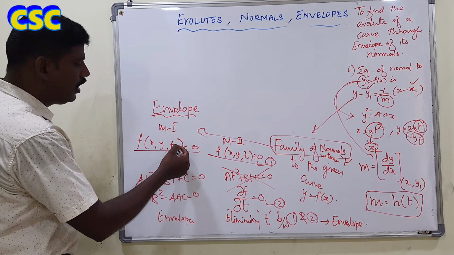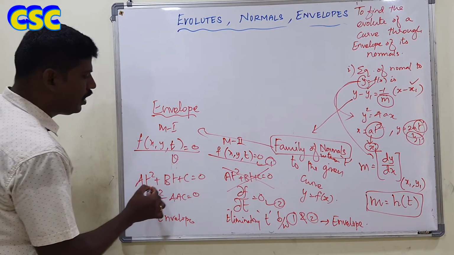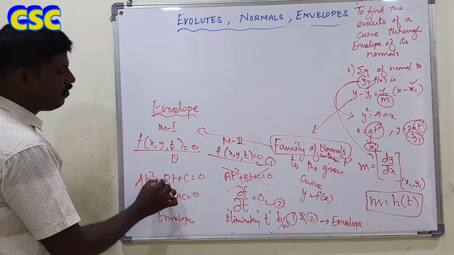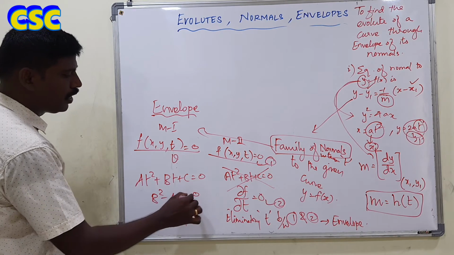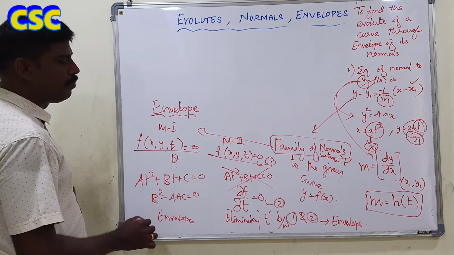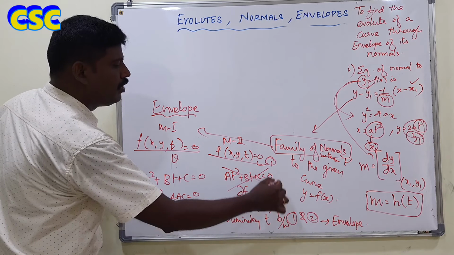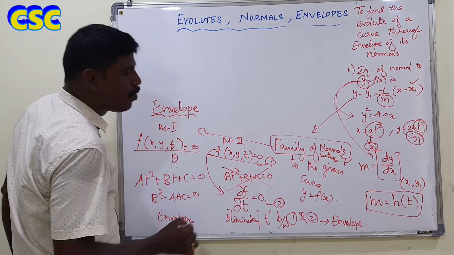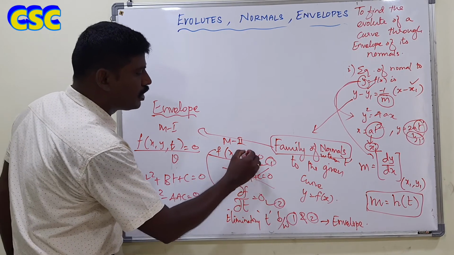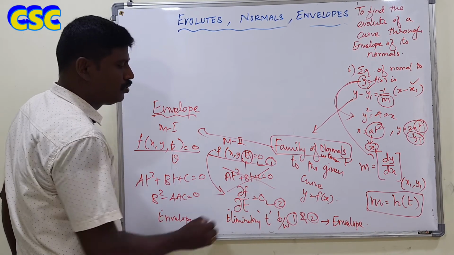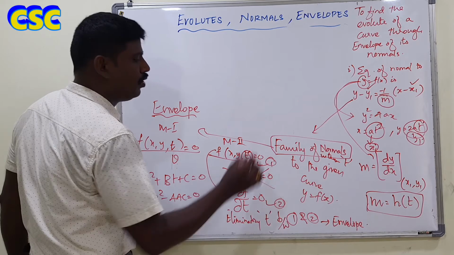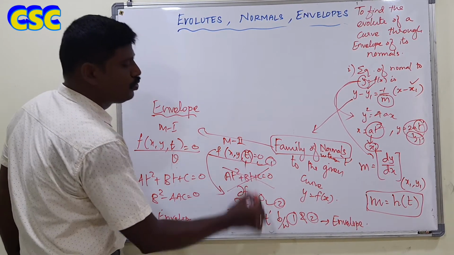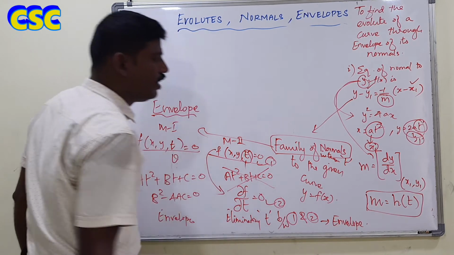Suppose the family of normals can be written as a quadratic equation in terms of t. Then find the values of a, b, c and substitute in b square minus 4ac equal to 0, and you can get the envelope. Otherwise, if it cannot be written as a quadratic equation in t, then go for taking the partial derivative of the given function with respect to the parameter t, so dou f by dou t equal to 0. Eliminating t between these 2 equations 1 and 2, you can get the envelope.